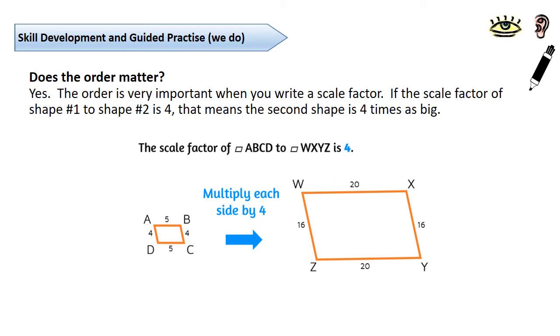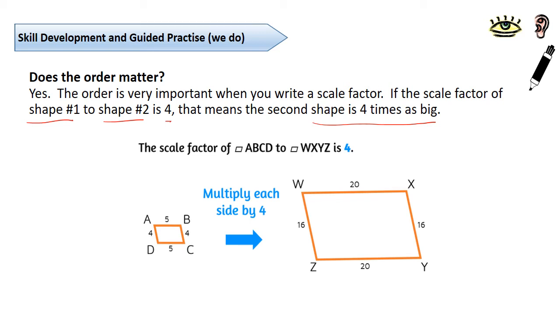Does the order matter? Yes, the order is very important. When you write a scale factor, if the scale factor of shape 1 to shape 2 is 4, that means that the second shape is 4 times as big. We saw that in that previous example. The scale factor was 3, so that means that the second shape was 3 times as big as our first shape. And we can see that again here.